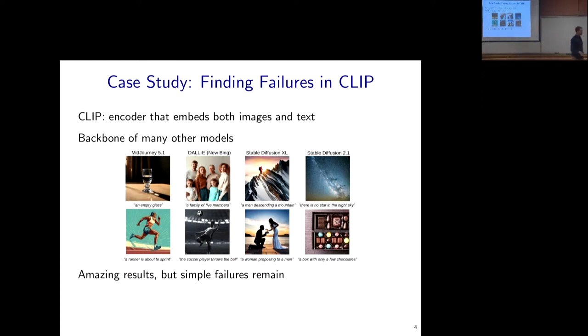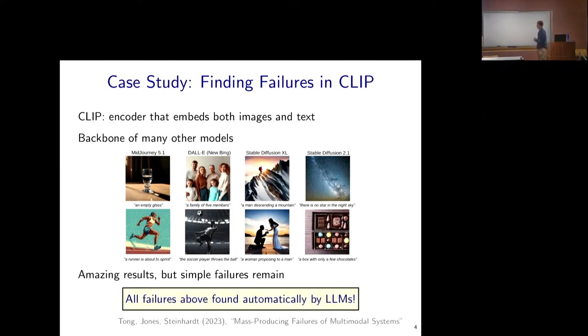The problem, though, is that all of these pictures are wrong, right? I said an empty glass, but this is actually a full glass. I said a family of 5 members, this is actually a family of 6 members. This is a man ascending a mountain, not descending a mountain, and there are many stars in this night sky. So you get these amazing results, but you still have these very basic failures.